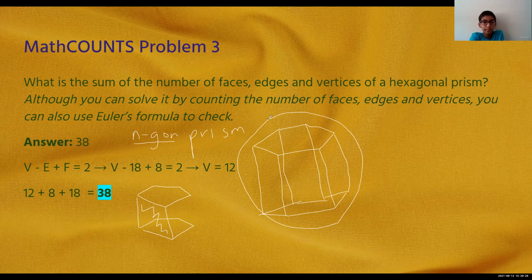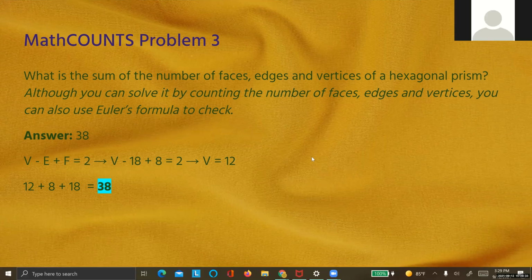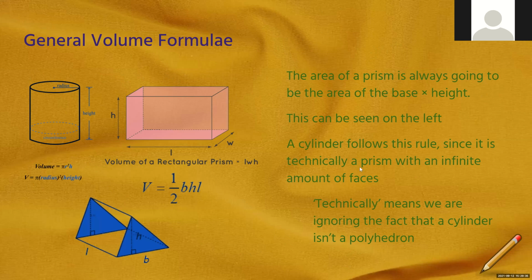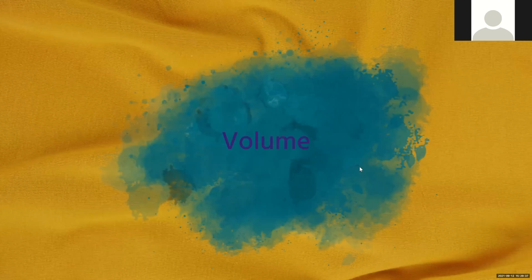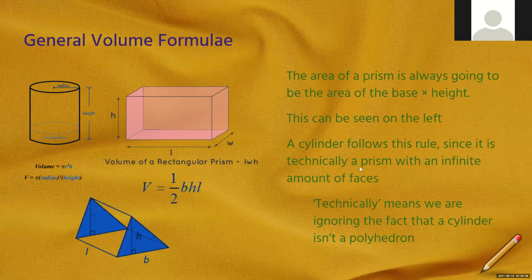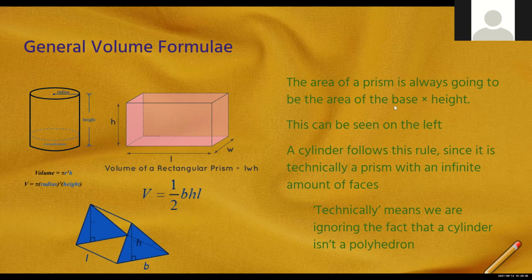Yeah, I understand. Okay. If we don't have any other questions, then we will be moving on to volume. There are 3 types of general volume formulae. So the volume of a prism is always going to be the area of a base times the height. This can be seen on the left.